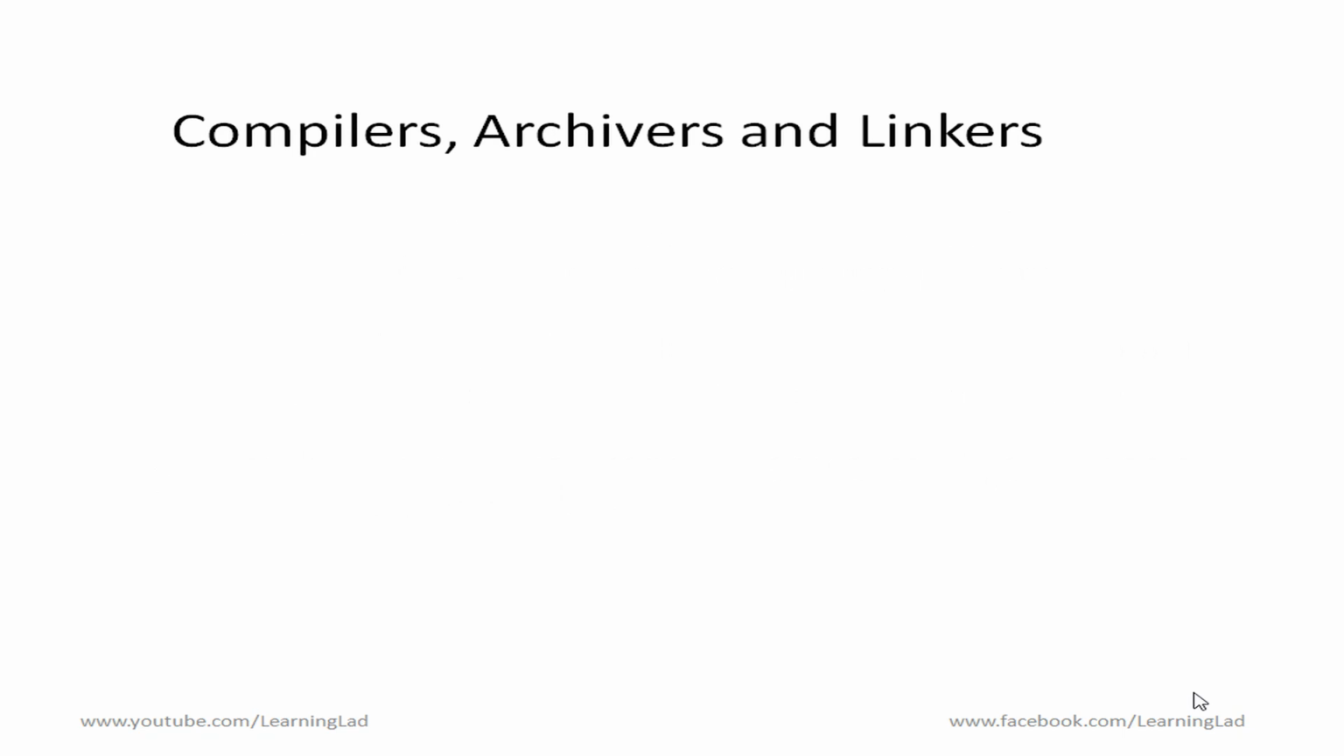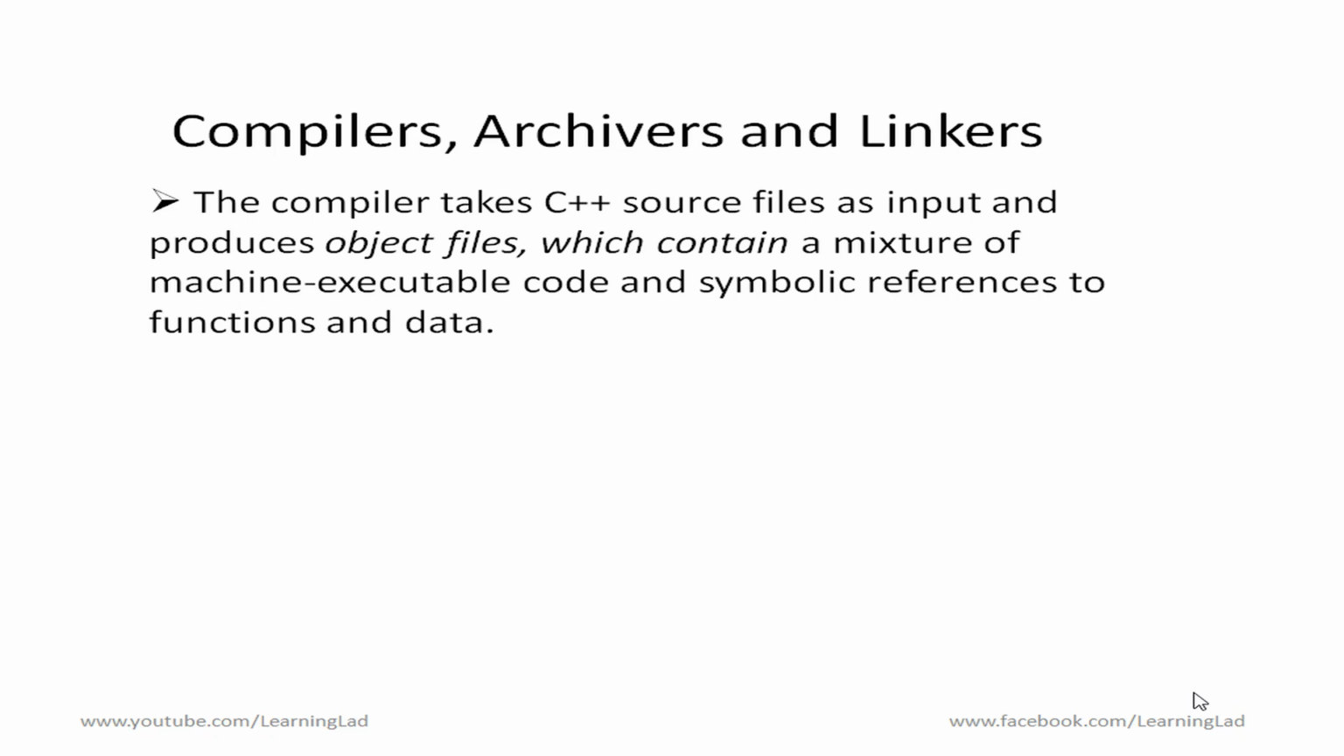So now we're gonna see the compilers, archivers, and the linkers in detail. So the compiler takes a C++ source file as the input and it produces the object files which contain a mixture of machine executable code, the code in zeros and ones, and also some symbolic references to the functions and data. So in our program we're gonna use some functions and we're gonna refer to the library functions which are provided by C++, and also we're gonna refer to some data in some other files. So the object file created by this compiler is gonna contain the code of our program in zeros and ones, and also some references to these functions and data.